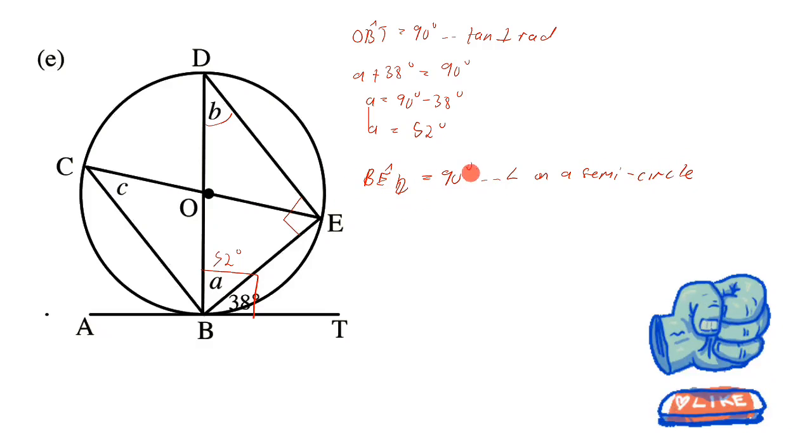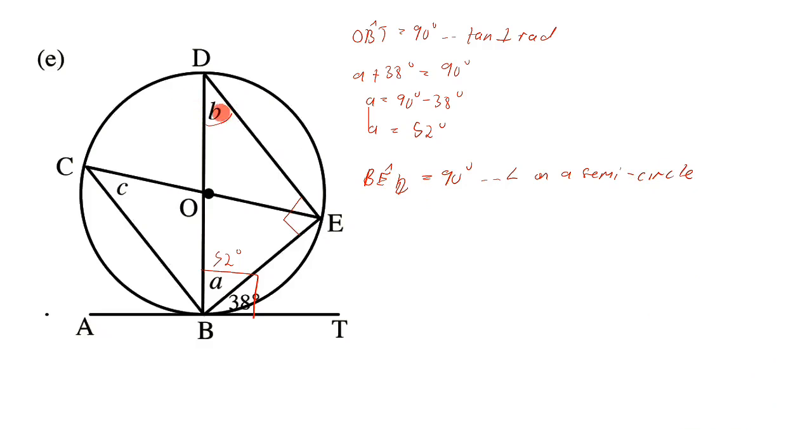Now that we have BED is 90 degrees, we can use it to calculate B. So we see that this whole triangle here, this is a triangle BED, and then we can use the sum of interior angles to calculate B. So B is equal to 180 degrees minus 90 degrees minus 52 degrees. And then the reason for that is sum of interior angles of triangle. Then B is equal to 38 degrees.